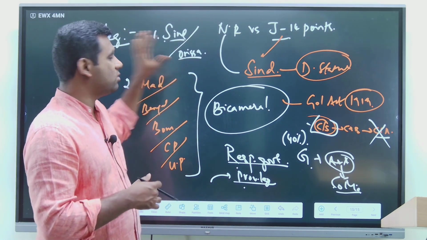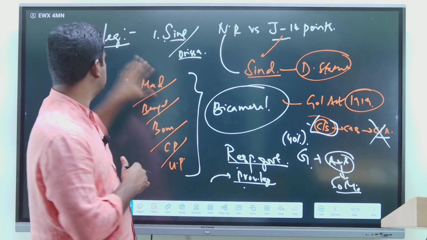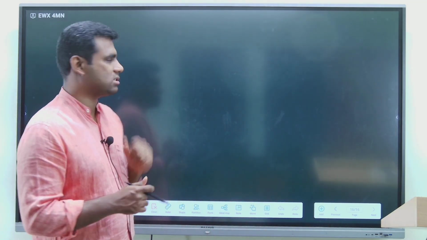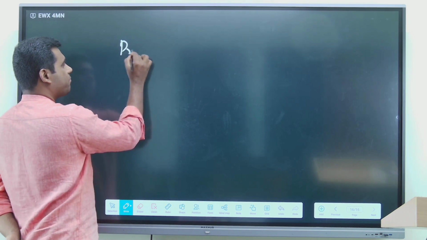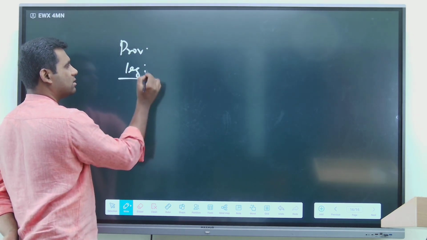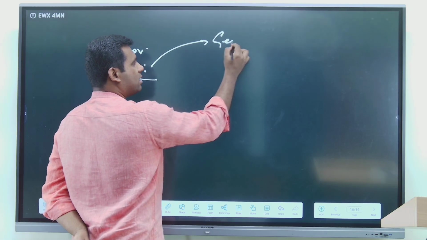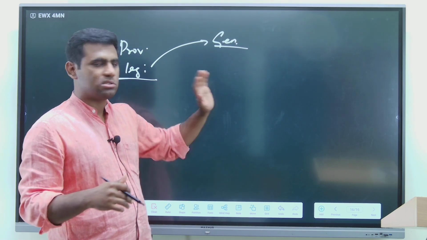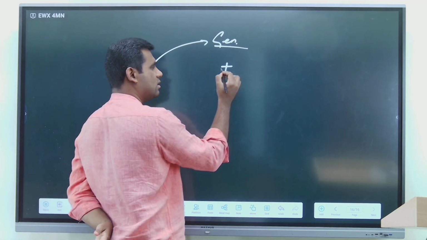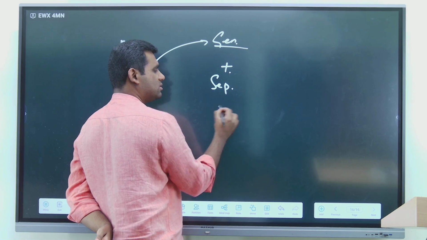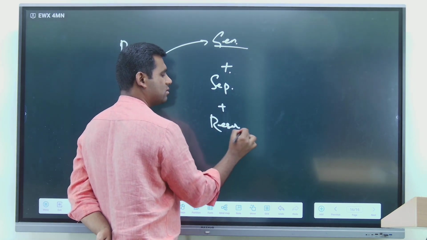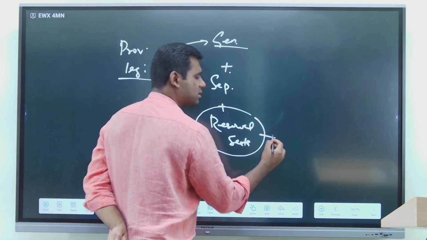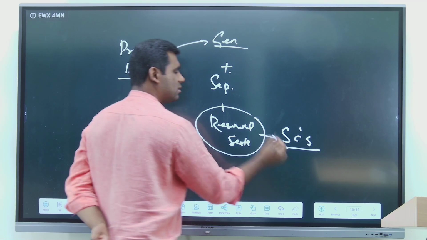Now when it comes to representation, who were the members represented in the provincial legislature? That is another important part to be discussed. When it comes to provincial legislatures, apart from general constituencies, where anybody who meets certain property requirements can contest elections, you also had separate constituencies and reserved seats. Seats were reserved for whom? Seats were reserved for scheduled castes.